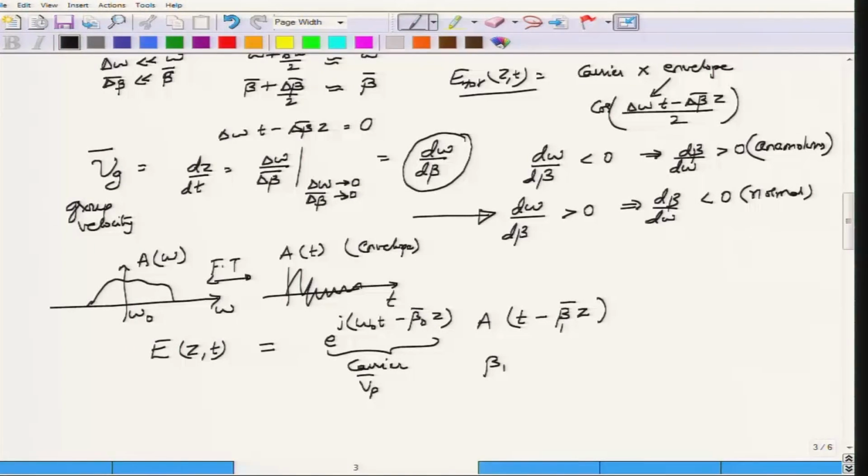Now, what is beta 1 bar? Beta 1 bar is the shorthand notation for del beta, which implies that beta can be a function of omega as well as other parameters. So, this would be del beta by del omega evaluated at omega 0, and this is equal to 1 by V g bar. Remember, V g bar is d omega by d beta. So, d beta by d omega is 1 by V g bar, and the velocity of this one would be the group velocity, and the delay will be the group delay. Delay is 1 by V g bar. This would be the group delay, and the envelope arrives at a later time, which is determined by the group delay.